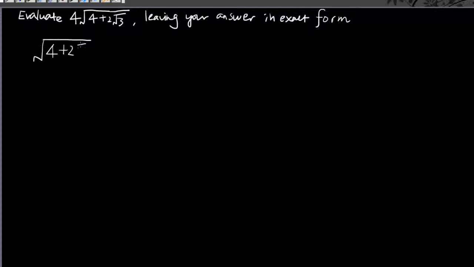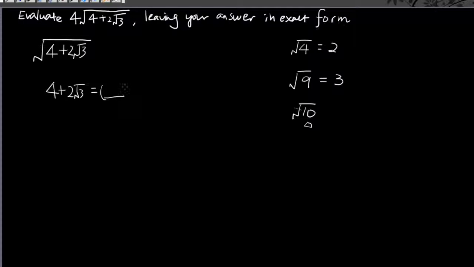When can we simplify a square root? For example, if I want to simplify root 4, I have 2. If I want to simplify root 9, I have 3. But how about, say, root 10? You cannot further simplify, am I right? Because inside the square root, this 10 is not a perfect square. So now our target is to try to make 4 plus 2 root 3 equal to something squared. Then we are able to get rid of the square root.